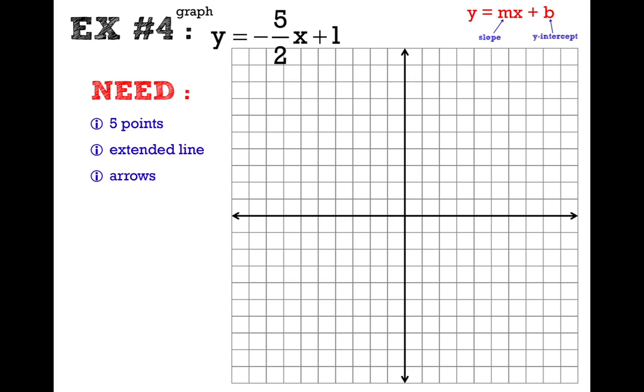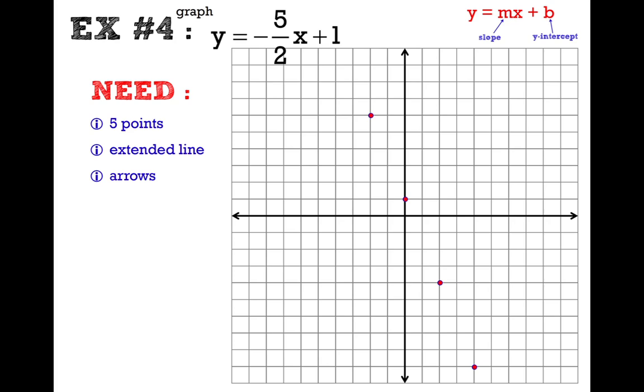All right, next one here. This one is going to be going down to the right because it's decreasing. It's a negative slope. It's going to start at +1 on the y-axis, and we know that a slope of -5/2 means down 5 and over 2 to the right, and then again down 5 and over 2 to the right. Go back to the starting point at 1. Or you can go up 5 and 2 to the left, like so.